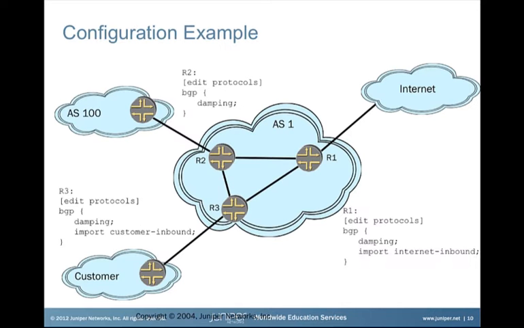Here's an example. Our objective here is on R1, we want to have some damping towards the internet, so we're applying a policy called Internet Inbound. On R2, if we simply turn on damping under protocols BGP, that allows us to use the default damping profiles. And then toward the customer, we have another import policy which is called Customer Inbound. So let's take a look at what those policies look like.